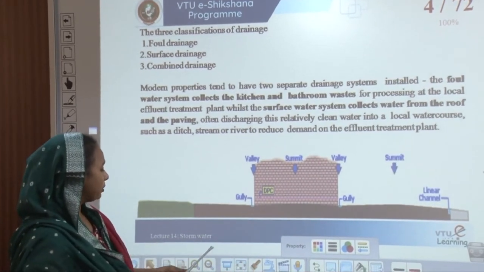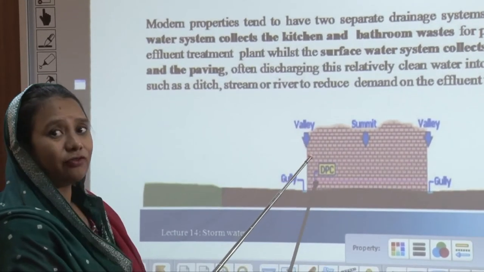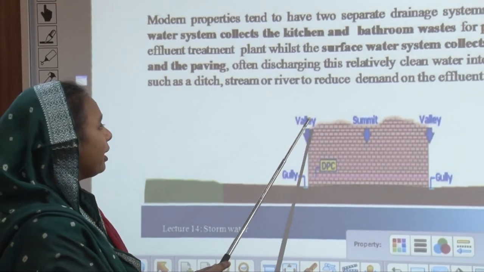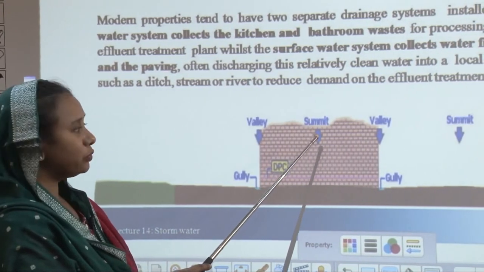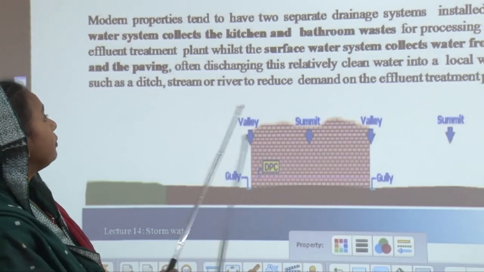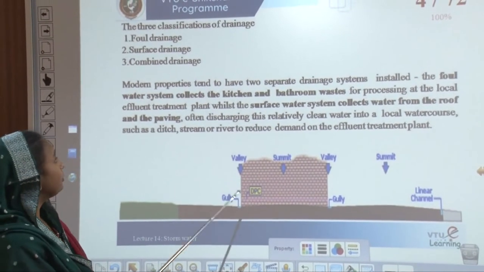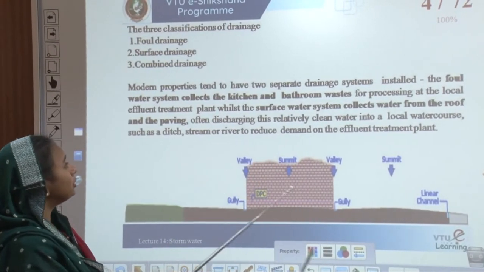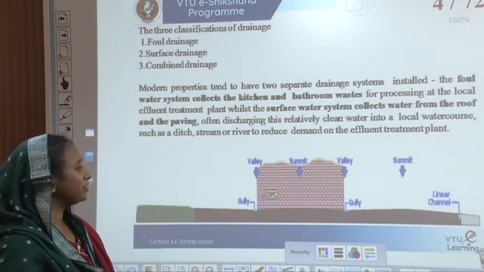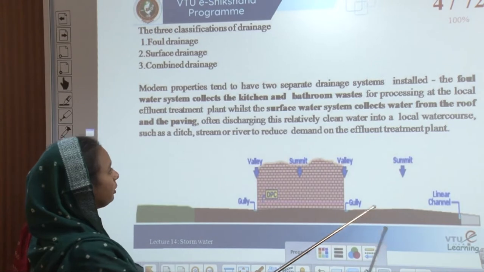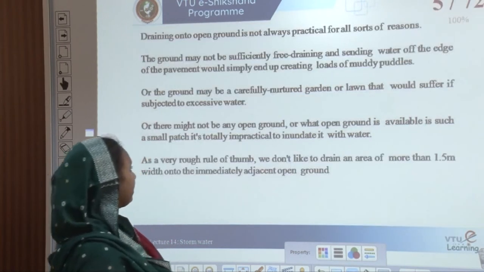If you notice, this is a damp-proof concreting. You have your gully trap. This gully trap connects all the valleys of your roofs and your structure, and from there it collects into the pipeline. That would be the summit of the roof, and there would be valleys, all collecting at the source itself. This is where you have your foul water system collection, because all your kitchen as well as bathroom waste gets collected at this point, and from there it begins its journey to the first channel, that is the linear channel.